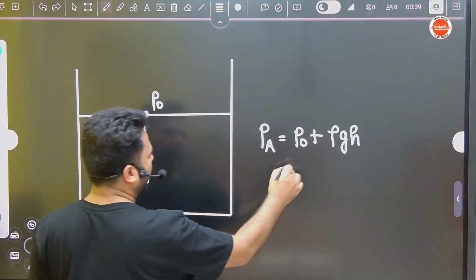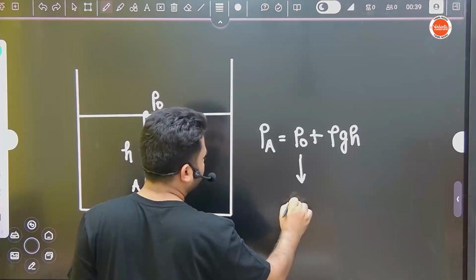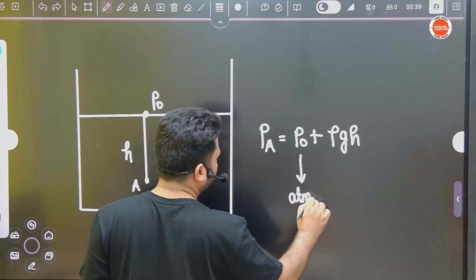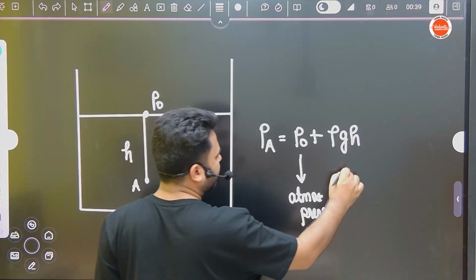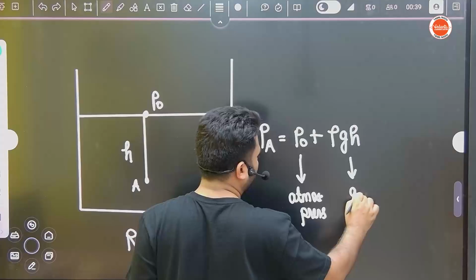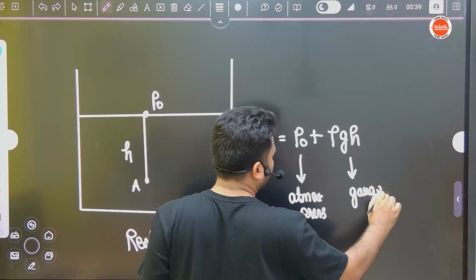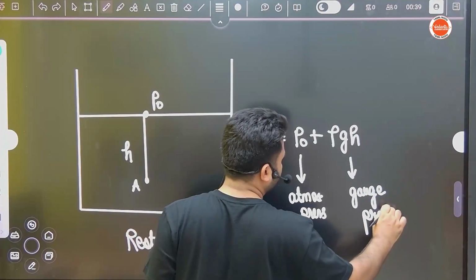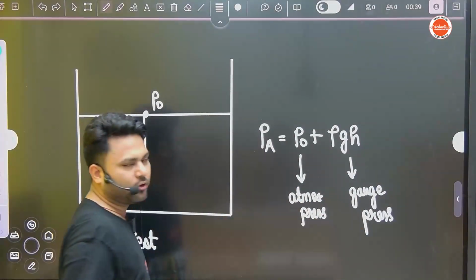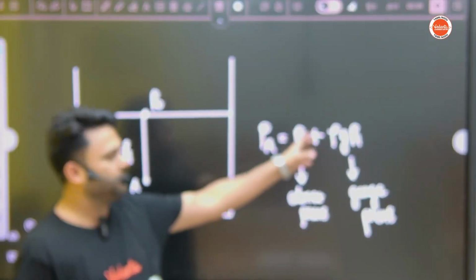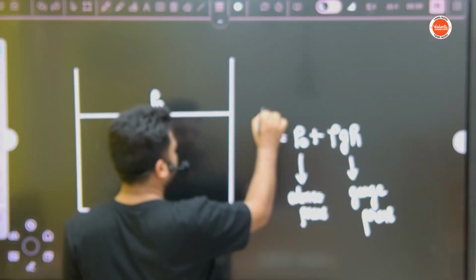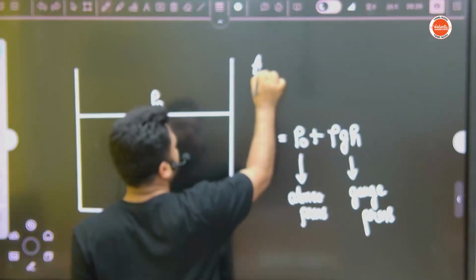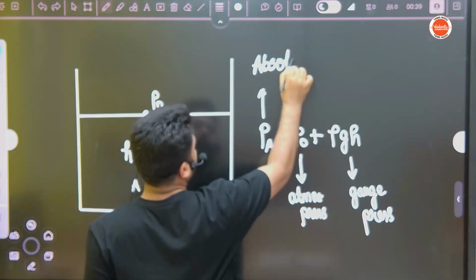Now this P naught is what? Atmospheric pressure. This extra pressure is called gauge pressure. At the sum of this atmospheric pressure and gauge pressure, or you can say the total pressure, total pressure at point A is what? P naught plus rho g h. This total pressure we call absolute pressure.